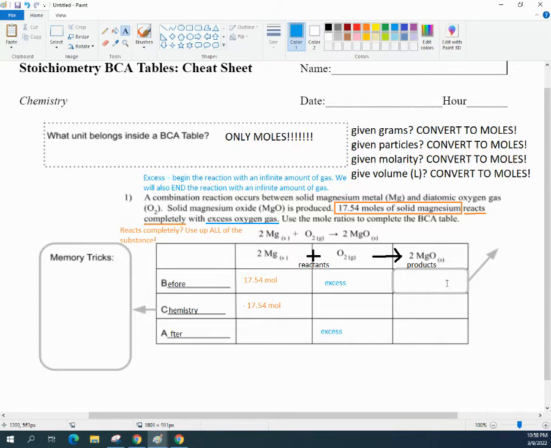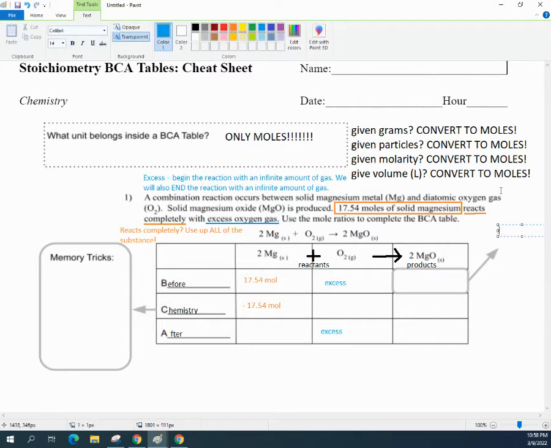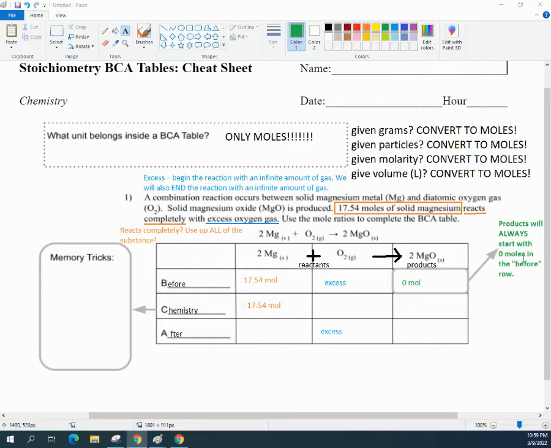So now we have to figure out what to do for MgO, magnesium oxide. Because magnesium oxide is a product, we actually don't start with any product. Like, you don't have a PB&J sandwich before you make the PB&J sandwich. You don't have magnesium oxide before you make magnesium oxide. So one of our little tips for the before row is that whenever you have products in the before column, they will always be 0 moles, because we always start with 0 products. So products will always start with 0 moles in the before row.